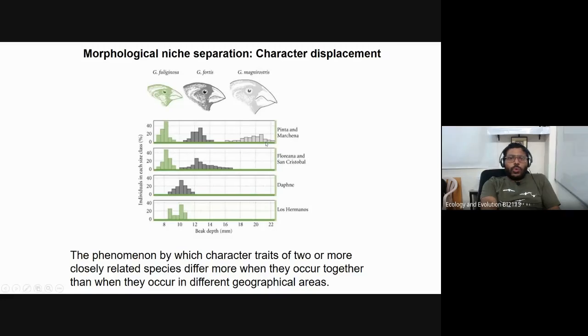So this is one way by which species end up separating their niche, something that is very visible at the level of their morphology. Any queries?